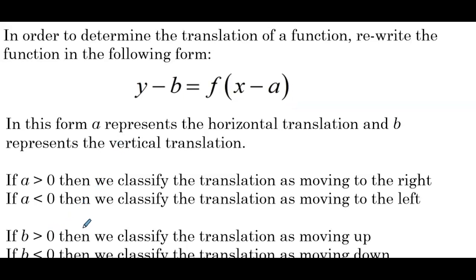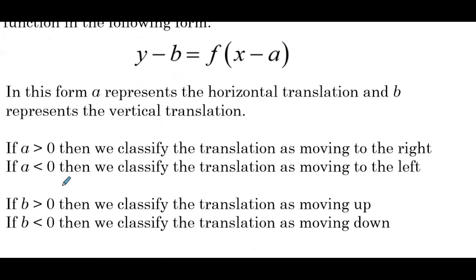If b is greater than 0, then we classify the translation as moving up. And if b is less than 0, then we classify the translation as moving down. That's because if we have y minus 2, well, I would then move it to the other side, and it would be plus 2 to the y values. And similar for our other case.